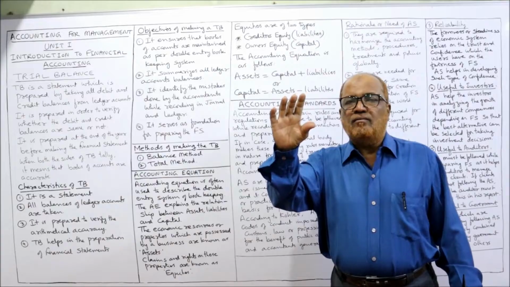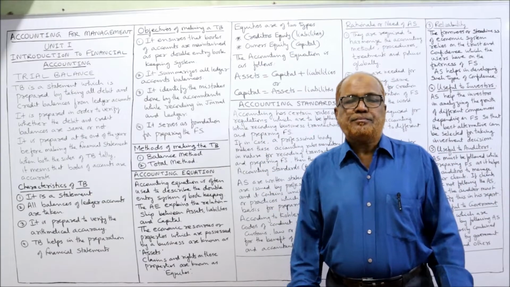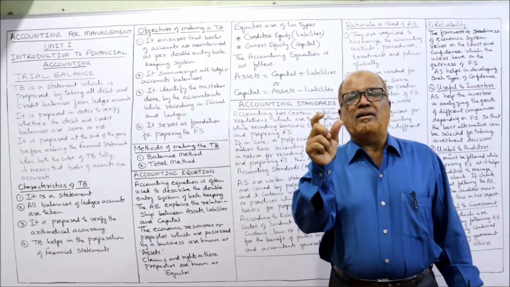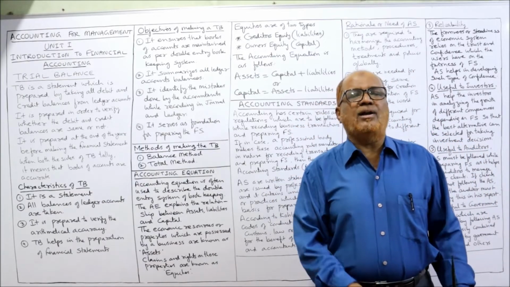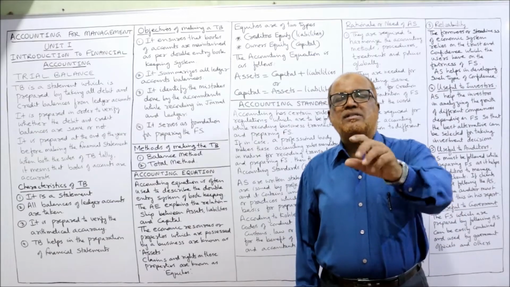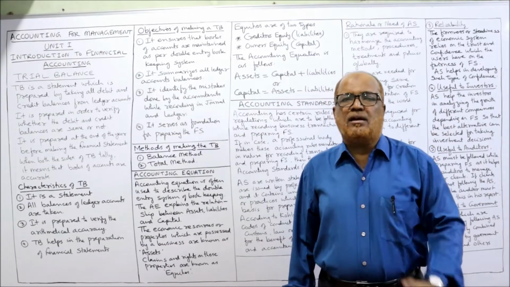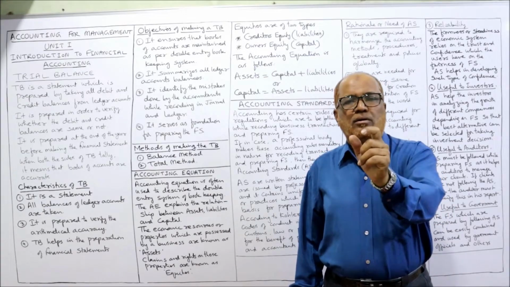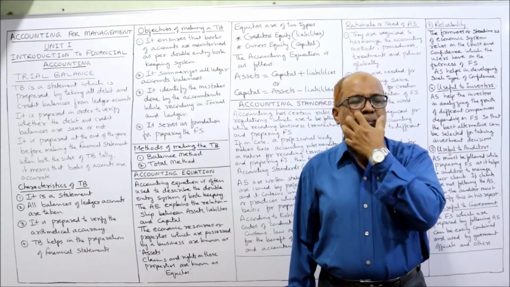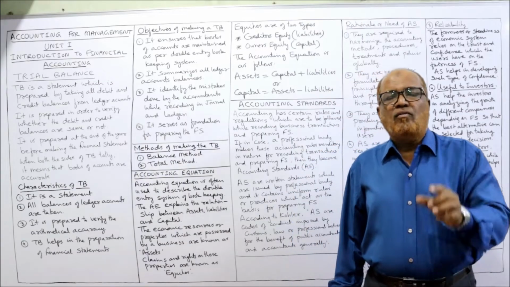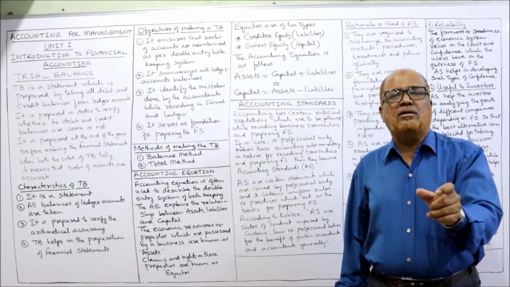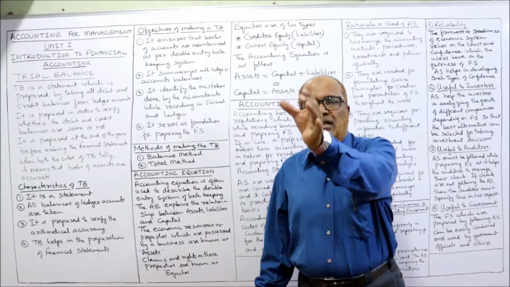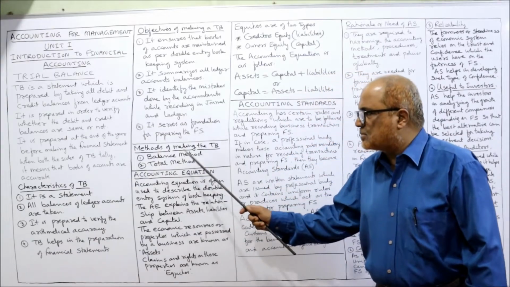In balance method, which is commonly adopted, the normally adopted method is balance method only. In balance method, we find out what is the balance in every ledger account. I told you the balance means the difference between debit side total and credit side total. So we strike the balance of every account, balance carried down, brought down. And whatever balance brought down we got, either in the debit side or credit side, we take those balances in the trial balance. That is called balance method.